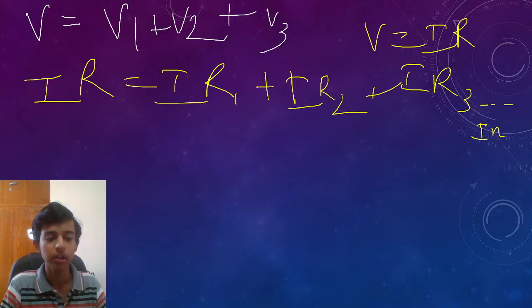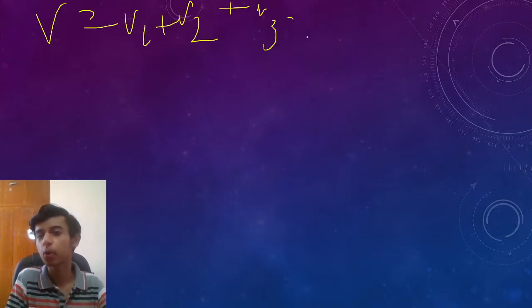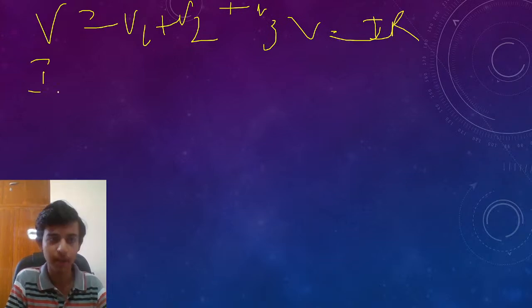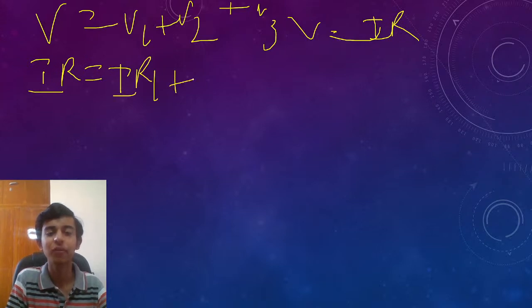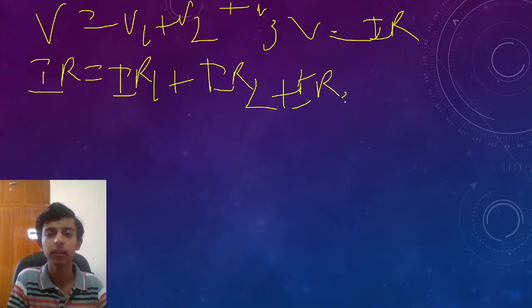Oh my god, what have I done by mistake? Let me write once more. V is equal to V1 plus V2 plus V3. According to Ohm's law, V is equal to IR. So instead of V, I can write IR. So IR is equal to, by mistake I erased, okay, IR1 plus IR2 plus IR3.